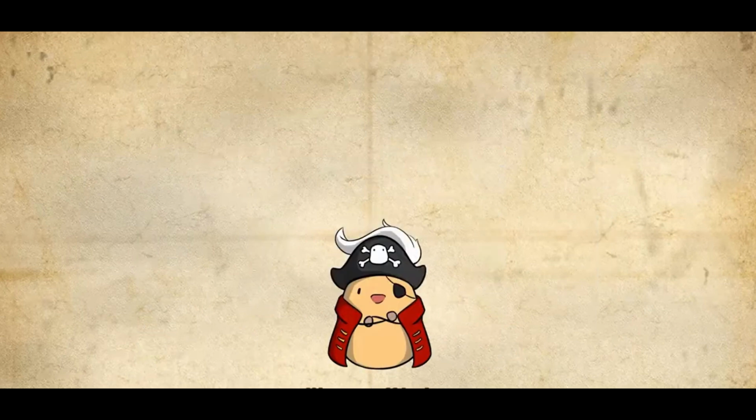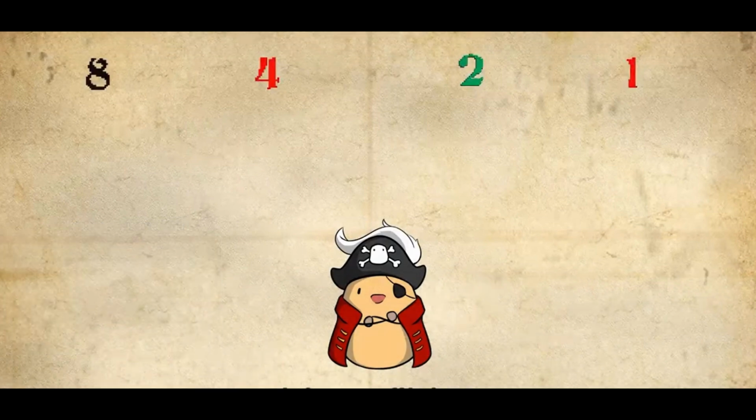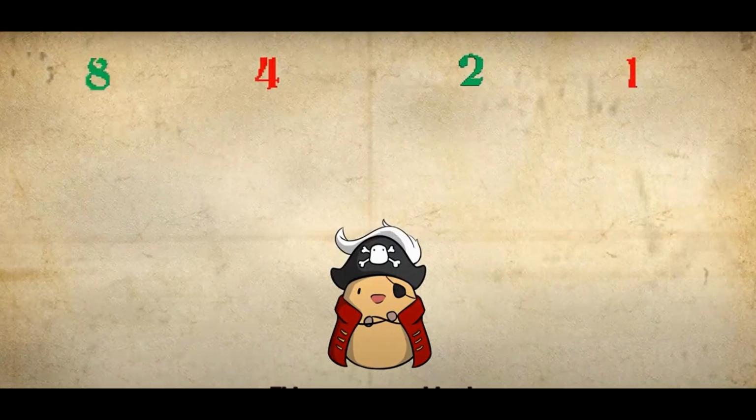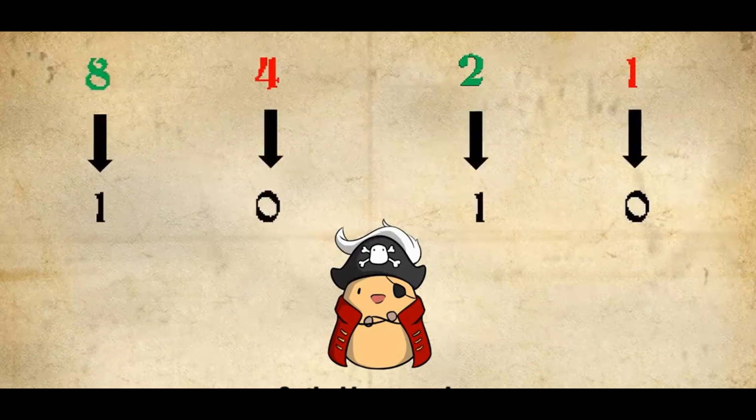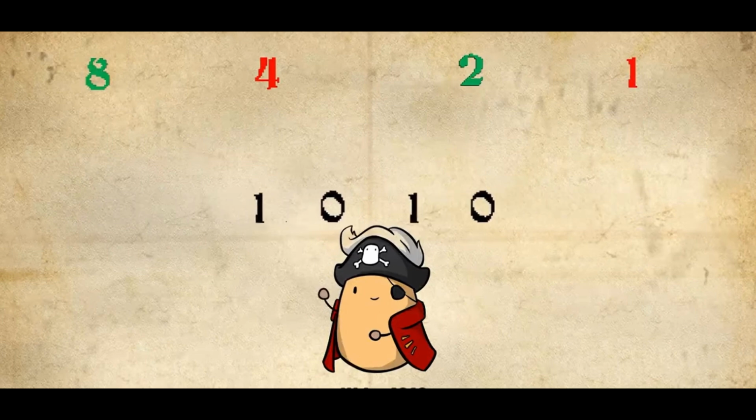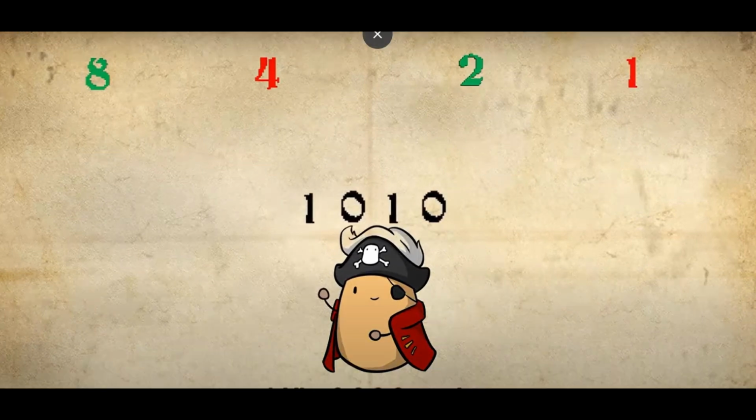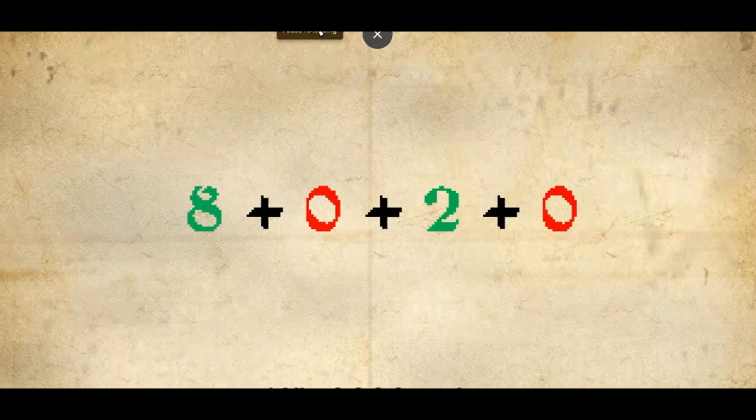To do so, we will turn off index 0, on index 1, off index 2, and on index 3. This way, we would only end up using 8 and 2. So the binary number based on the on and off sequence will be 1, 0, 1, 0. Adding 8, 0, 2, 0 together, we get 10.